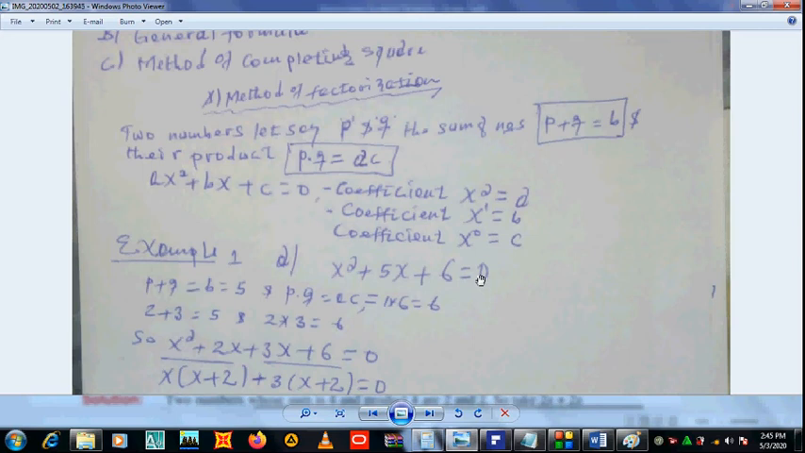In order to solve this by the factorization method, the two numbers' sum must be 5, the coefficient of x, and their product is 1 times 6, which is 6, that is a times c. So the two numbers have a sum of 5 and a product of 6.